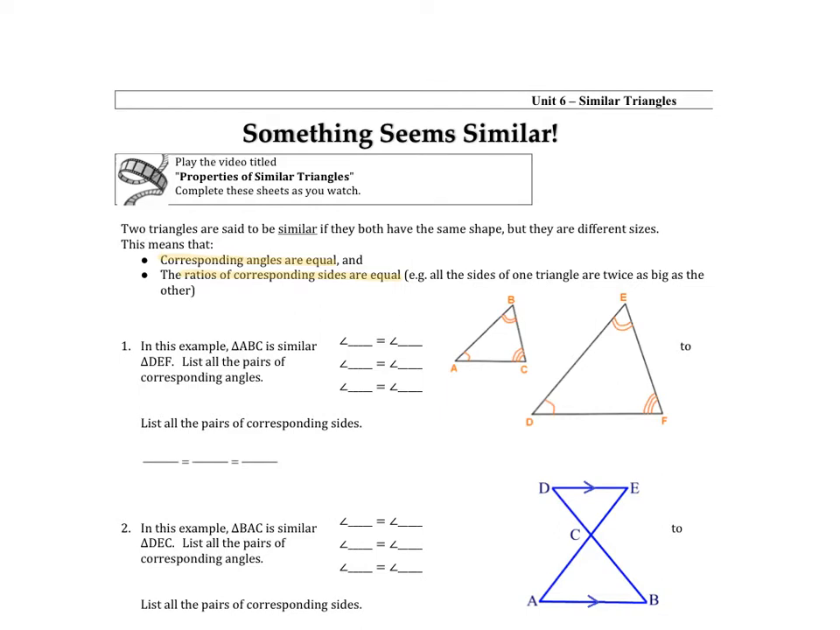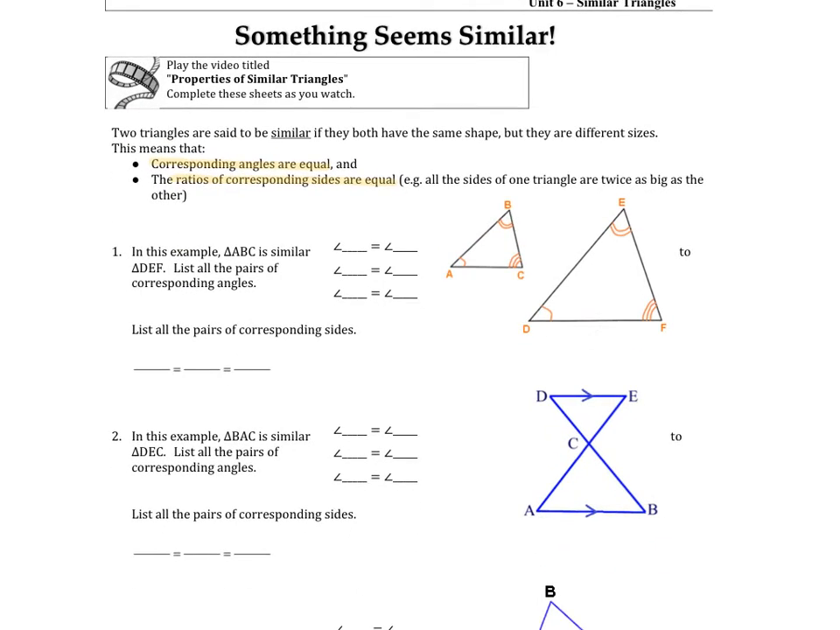Okay, so let's look at number one, just to show what it means to be similar. So we're going to start with the angles. Okay, it tells us that triangle ABC is similar to triangle DEF. List all the pairs of corresponding angles.